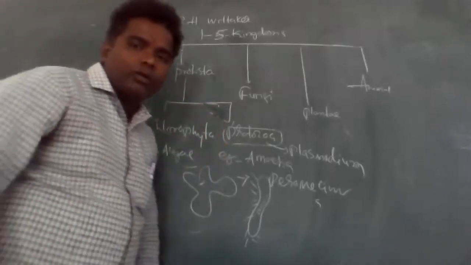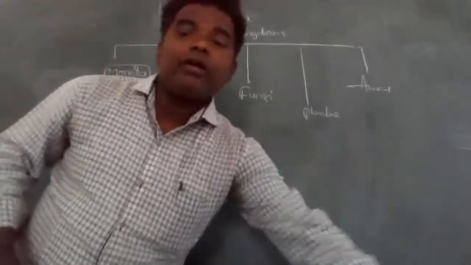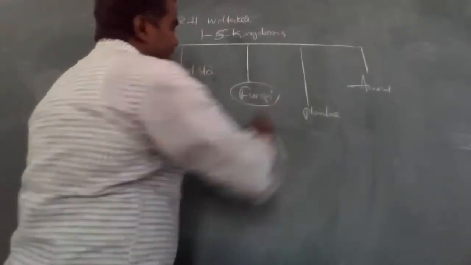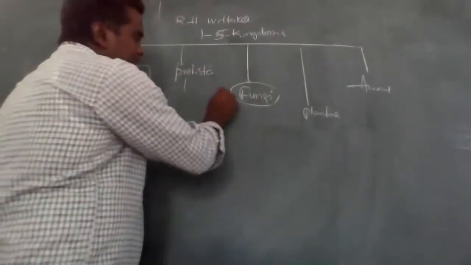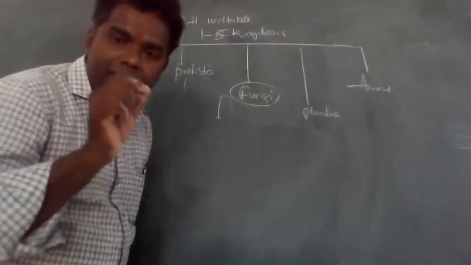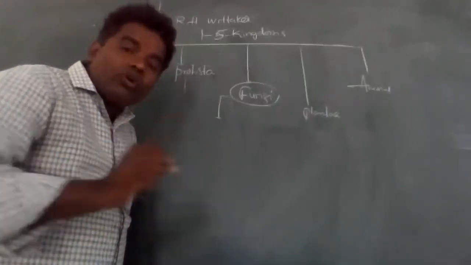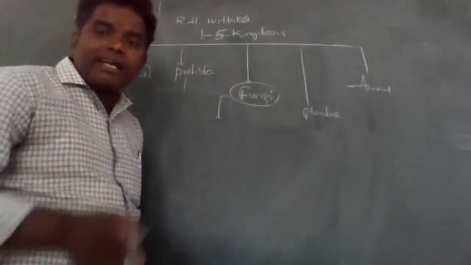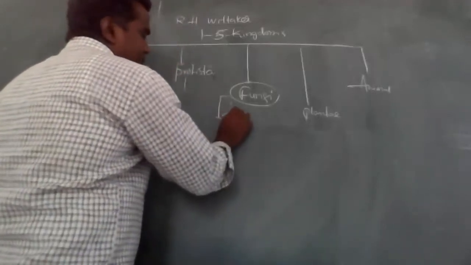Now I would like to come to the next point: the fungi kingdom. You know this very well. These fungi are very important. The first metazoan originated on Earth. This is called what? The first metazoan.